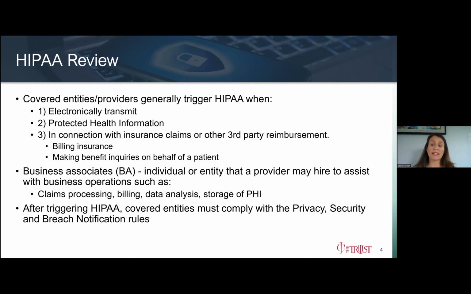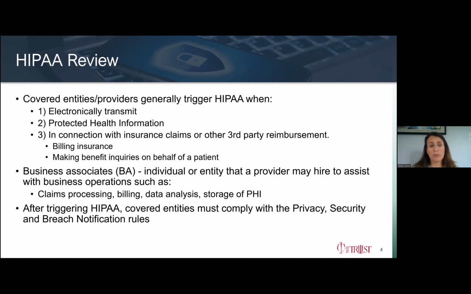But if someone acting on your behalf, so you hire a third-party billing service, and they are electronically submitting protected health information in conjunction with an insurance claim, that action would trigger HIPAA and compliance with the privacy rule. And once triggered, HIPAA applies to all of the potential protected health information in your practice, not just to the information in electronic form and not just the professional services that triggered the rule.